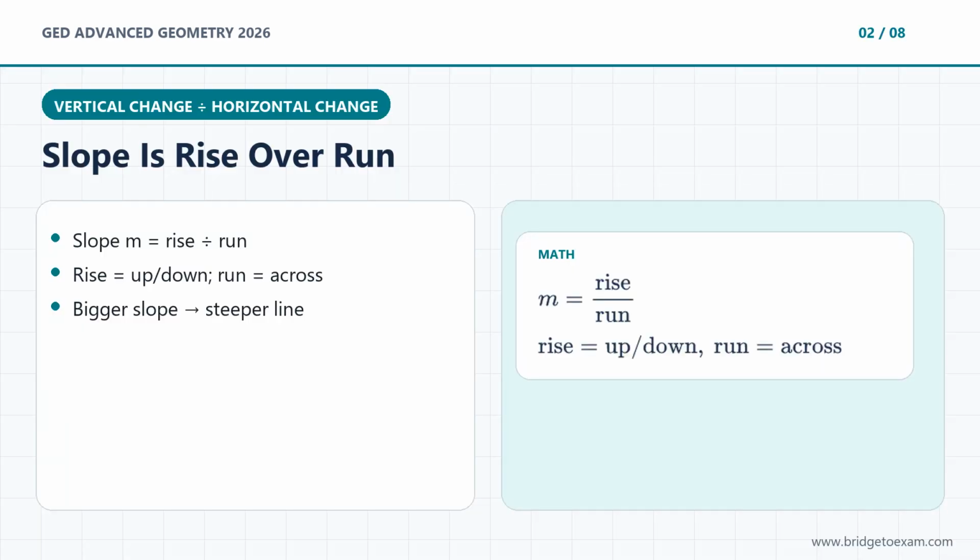Let's define slope carefully. Slope, which we call m, is the vertical change divided by the horizontal change, rise over run. Rise is how far the line goes up or down. Run is how far it goes across. So as you travel along the line from left to right, slope tells you how much you climb for each step sideways. A bigger slope means a steeper line.